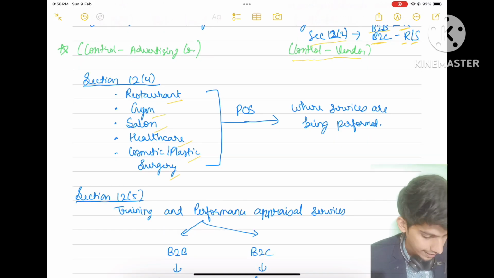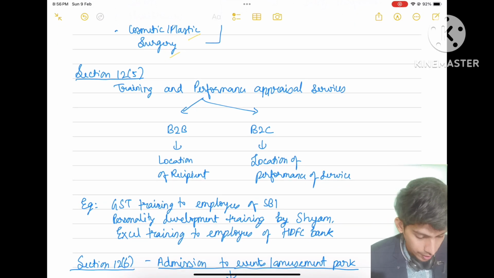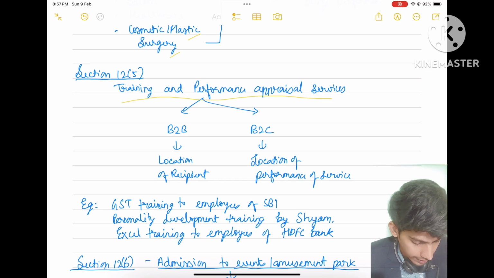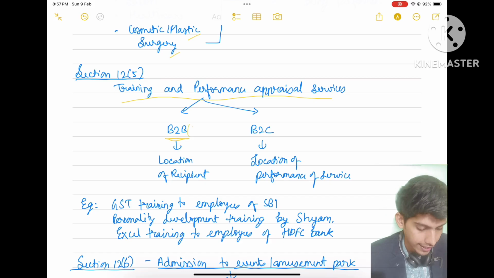So then we have training and performance appraisal services. In this, if it is provided to a registered person, that is B2B supply, then we will take the location of the recipient as the place of supply. And in case of B2C, supplied to an unregistered person, then the location of performance of such service.